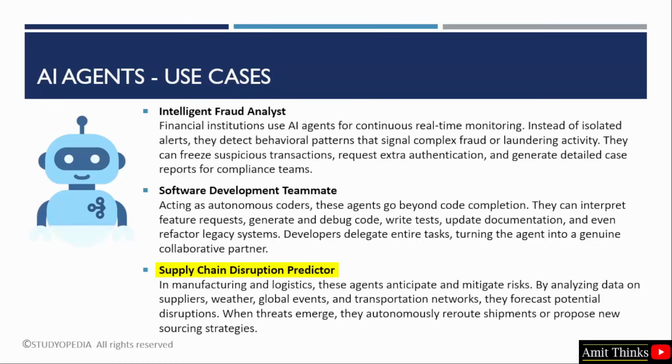Next is supply chain disruption predictor. In manufacturing and logistics, AI agents serve as risk forecasters and problem solvers. By analyzing data from suppliers, weather conditions, global events, and transportation networks, they predict potential disruptions before they escalate. When risks arise, these agents autonomously reroute shipments or recommend alternative sourcing strategies, ensuring resilience and continuity in supply chains.